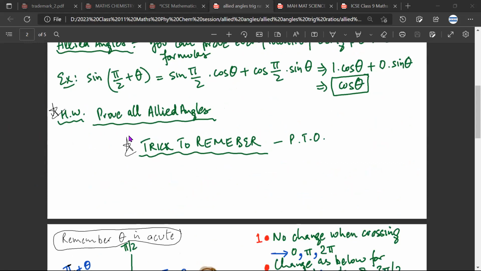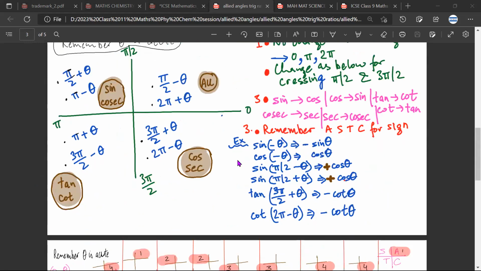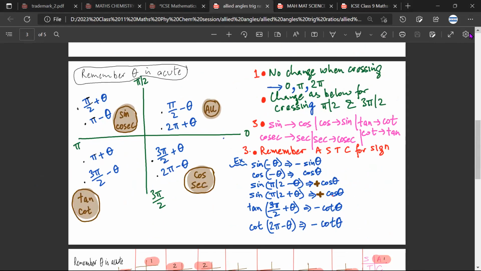okay, so the homework would be to prove all the allied angles. And now what we need is a trick to remember these 54 values. Okay. Now we come to the trick. And the trick is something like this.